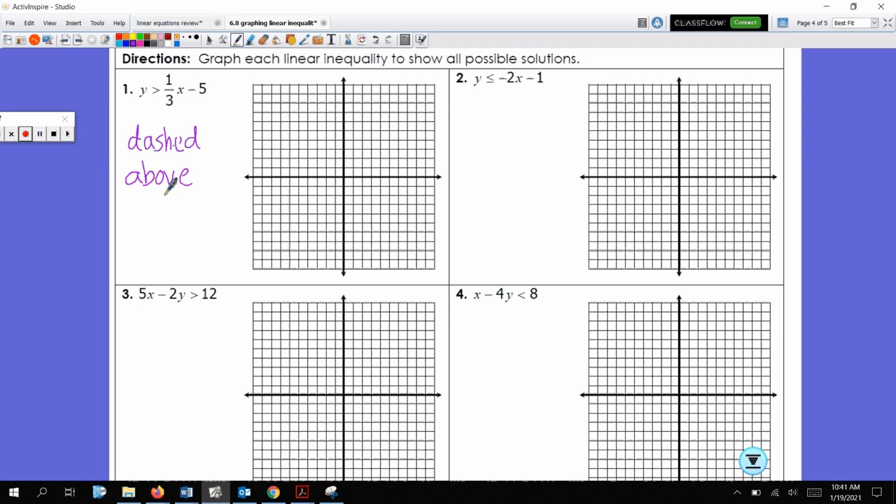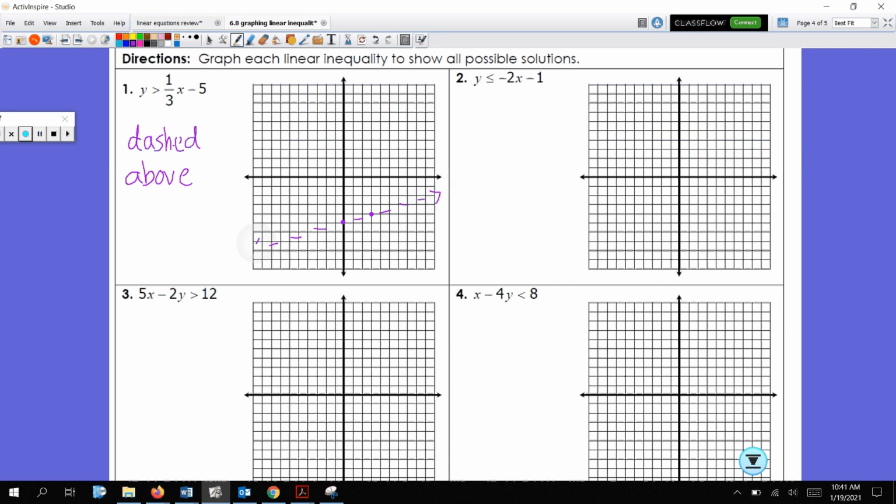Right? We always graph a line starting with the y-intercept, which is -5. So 1, 2, 3, 4, 5 right here. And then the slope is 1/3. So we go up 1 from that y-intercept over 3. 1, 2, 3, make another point. Okay? It's a dashy line.